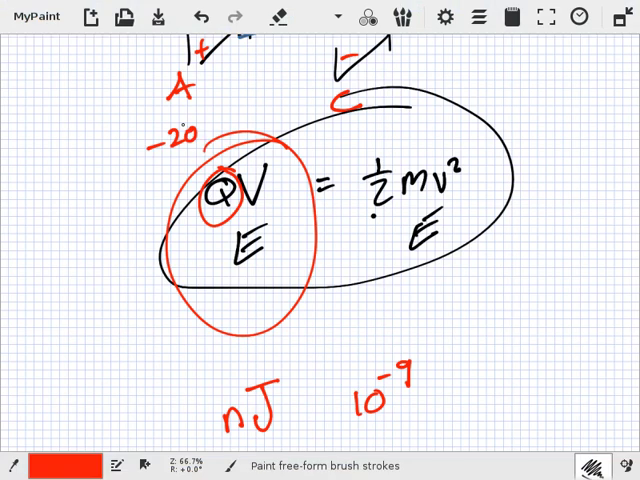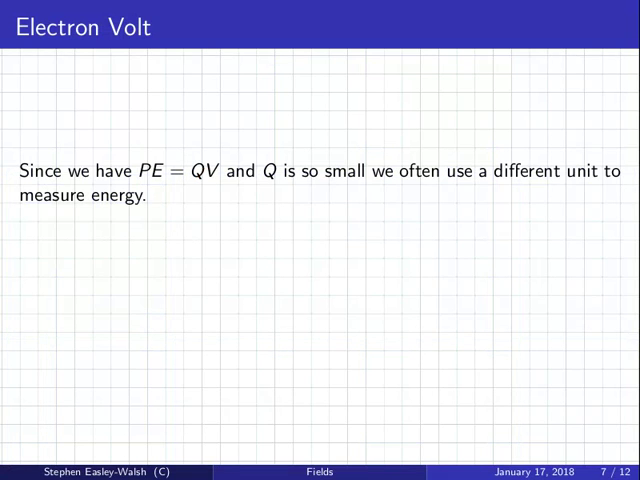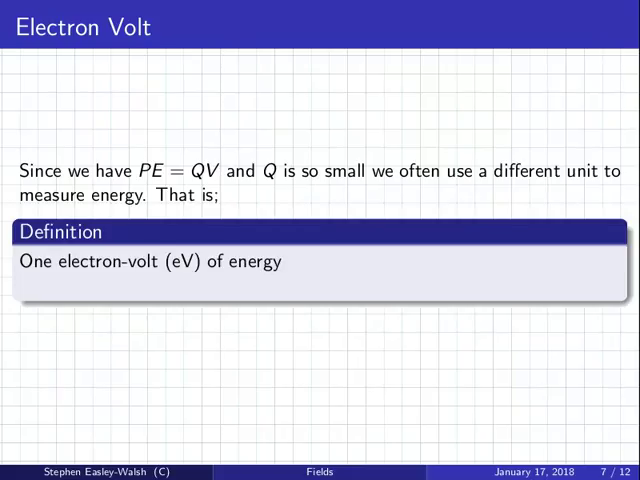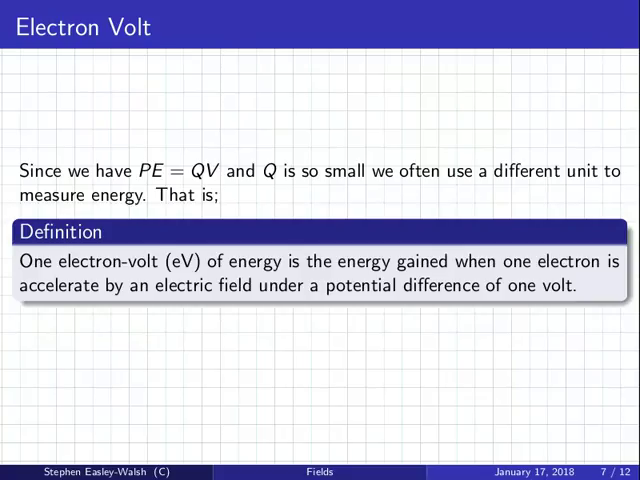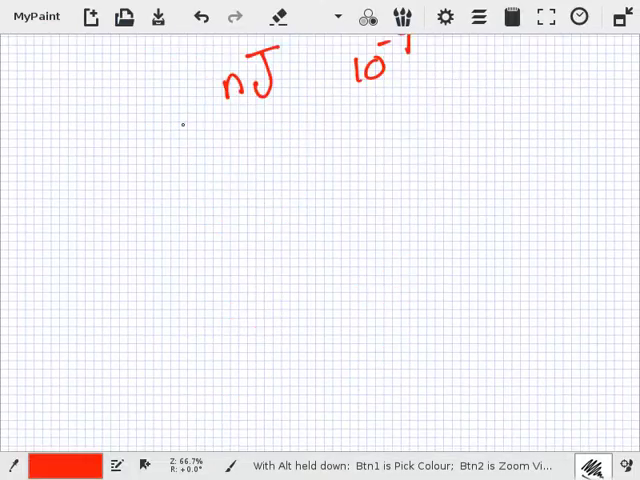You can use the nanoscale. Nano squared? No, not nano squared. Because the Q is so small, we use a different unit, and that unit is called the electron volt. The electron volt is the energy gained when one electron is accelerated by 1 volt. Let me just, before you write that down, draw that.